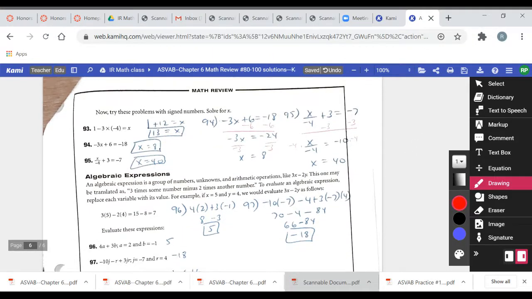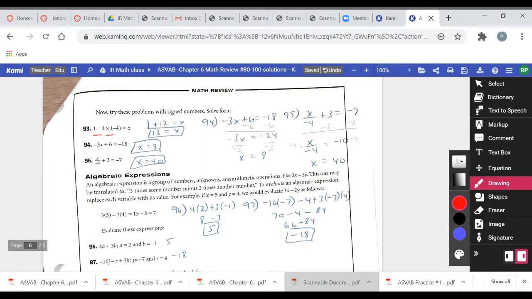All right, on 93, that's just using order of operations. So I can see here my choices are to subtract or to multiply. Well, if you think of Please Excuse My Dear Aunt Sally, or PEMDAS, then you need to multiply before you add and subtract. So you can see I did -3 times -4 to get +12, and then 1 plus 12 gives me 13. But again, you've got to do things in the right order of operations.